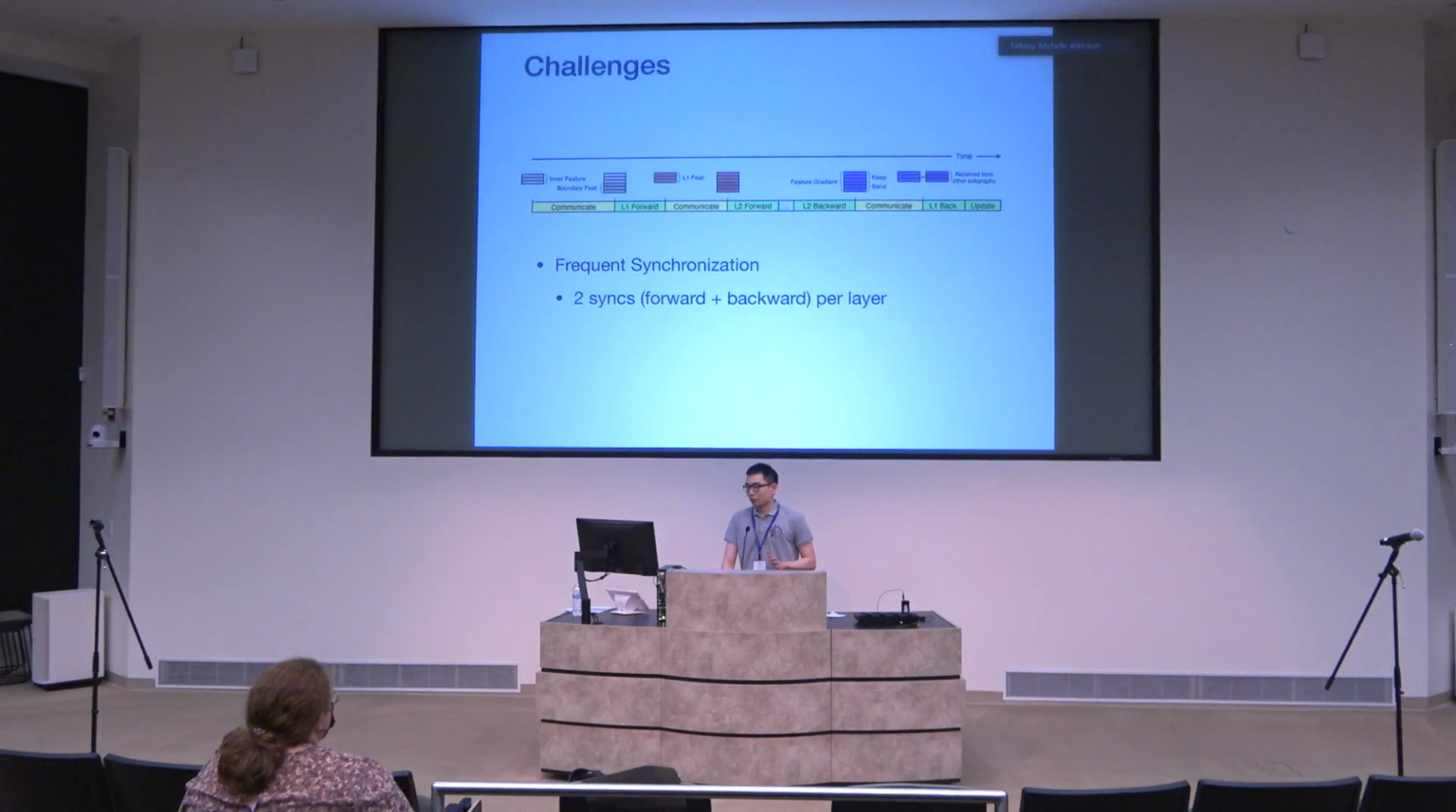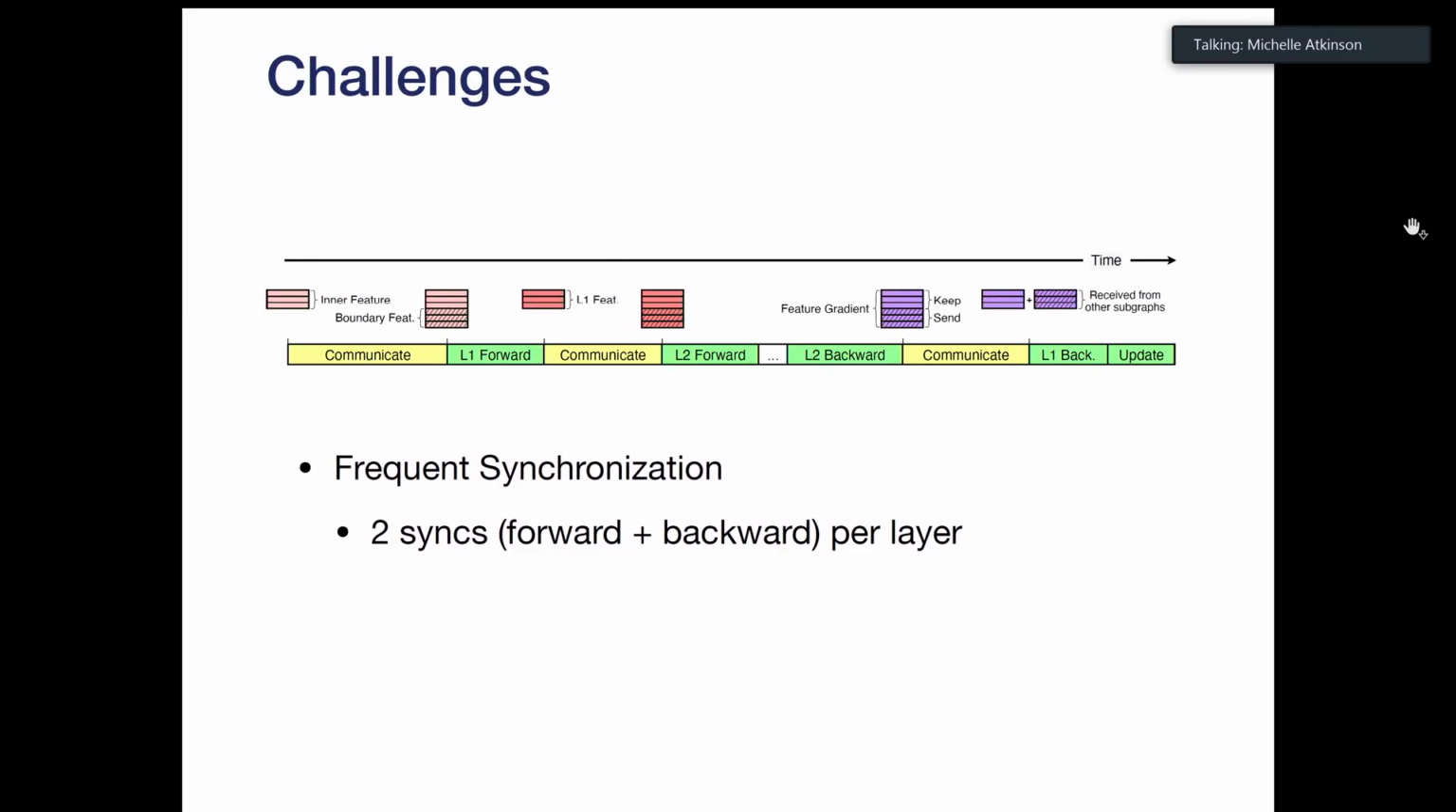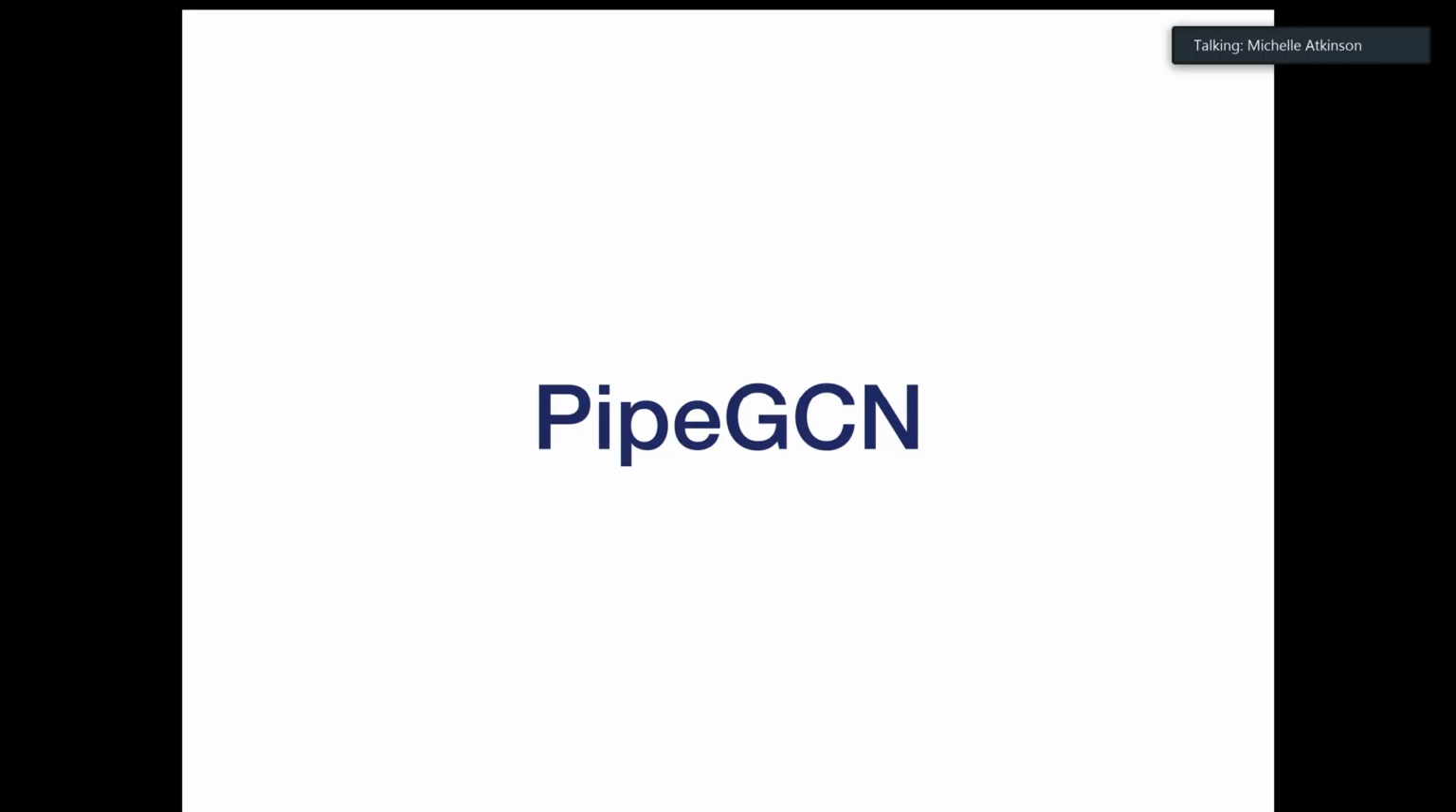Now we can conclude some challenges of distributed GCN training. The first challenge is that distributed GCN training requires frequent synchronization, because for each layer, we need to perform data transfer for its forward process and backward process. This means that the number of synchronizations is proportional to the number of layers. Also, in our preliminary study, we found that the communication overhead may take more than 80% of total training time, which is not acceptable. So to this end, we propose PipeGCN to address the above two mentioned challenges.